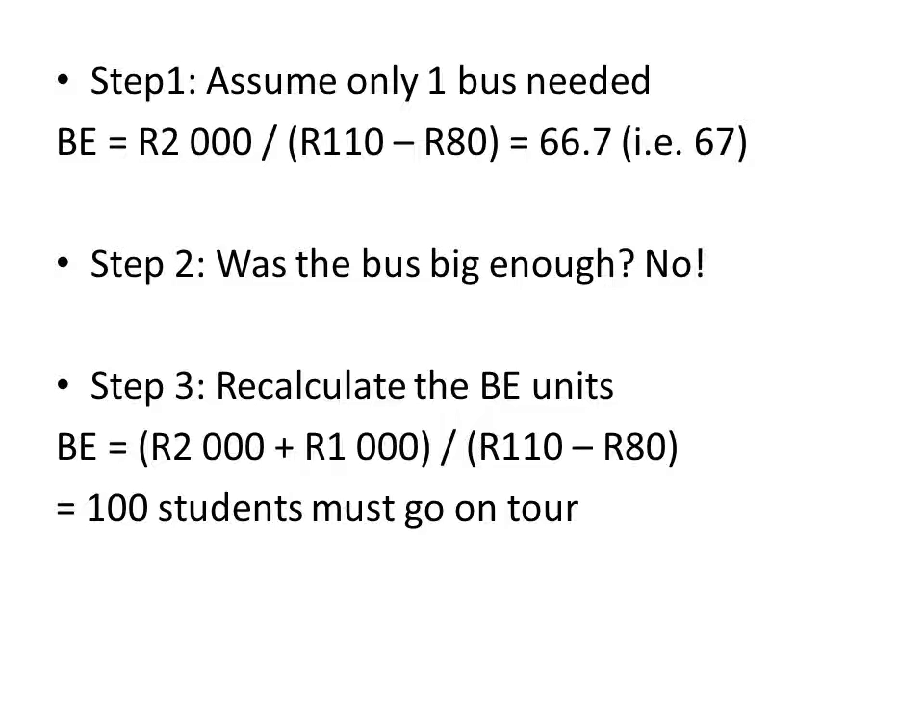Was this bus big enough? At step 2, no it's not. It's more than 60. So we need the second bus. So now we recalculate the break-even units using the next step up in the fixed cost. So now the total fixed cost is the two buses, 2,000 plus 1,000 Rand, so 3,000 in total, divided by the contribution per unit per student, 30 Rand, gives us 100 students must go on the tour. Will 100 students fit into the two buses? One can take 60, one can take 40. Yes, they can. So the break even is 100 students.